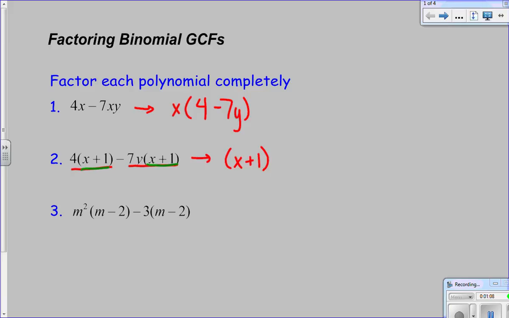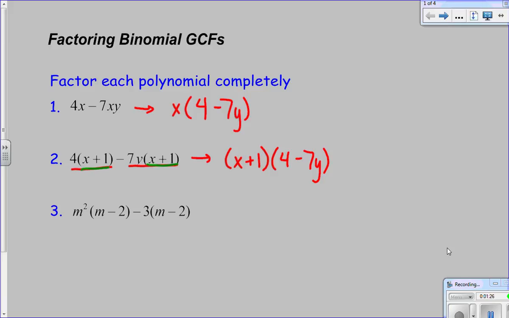So we factor out the x plus 1 since they're common, and that leaves us with a 4 from our first term and minus 7y from our second term. And you'll see this is actually similar to our first example, except our common factor was a binomial.